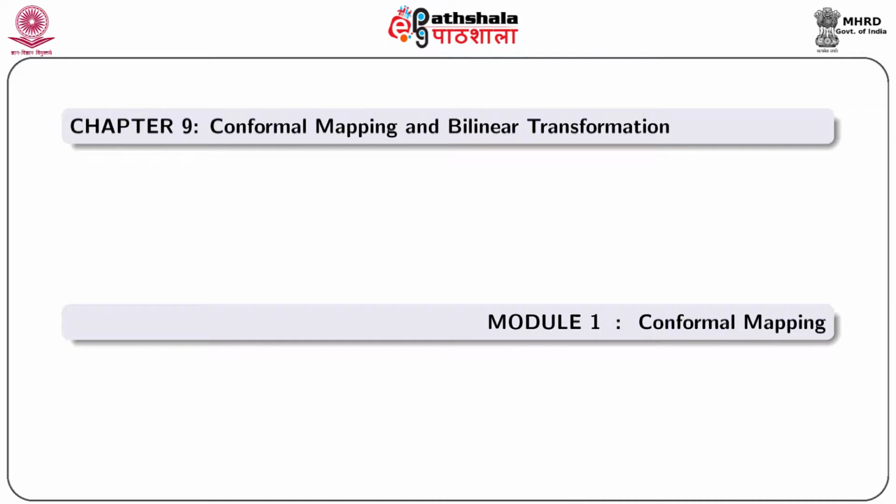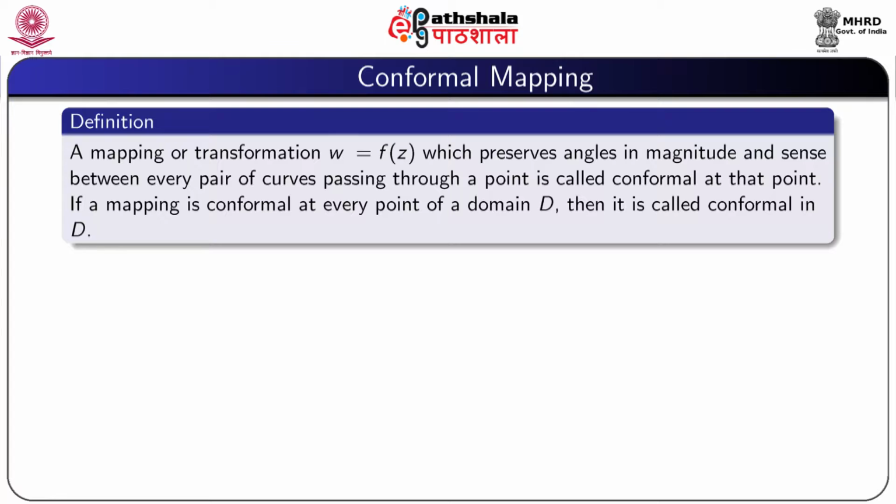So, we start with conformal mapping. A mapping or transformation w = f(z) which preserves angles in magnitude and sense between every pair of curves passing through a point is called conformal at that point. If a mapping is conformal at every point of a domain D, then it is called conformal in D.